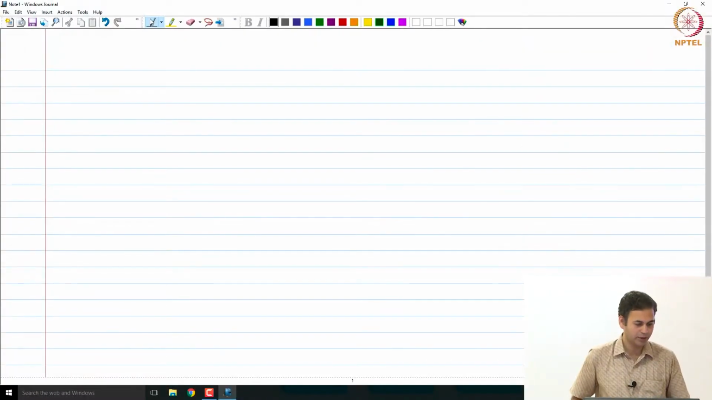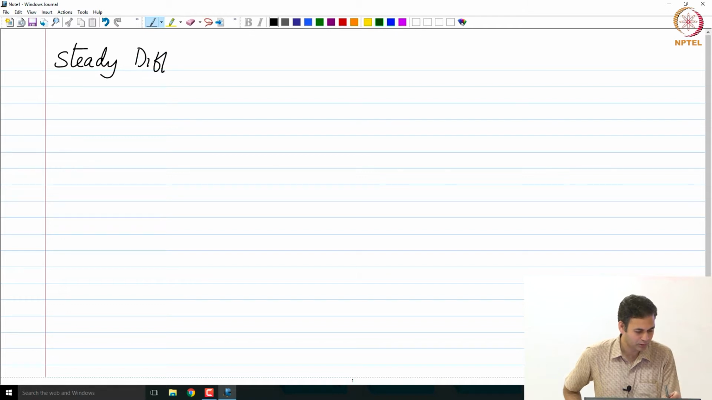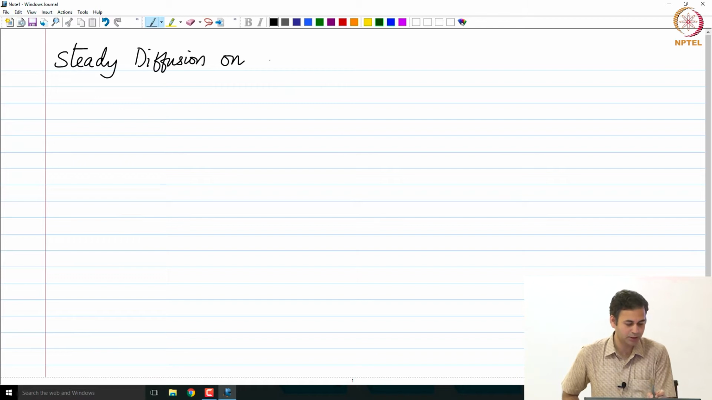So we continue our discussion on steady diffusion discretization for unstructured non-orthogonal meshes. Okay, so this is steady diffusion on unstructured non-orthogonal meshes. Okay.